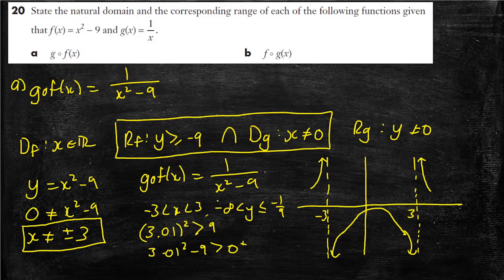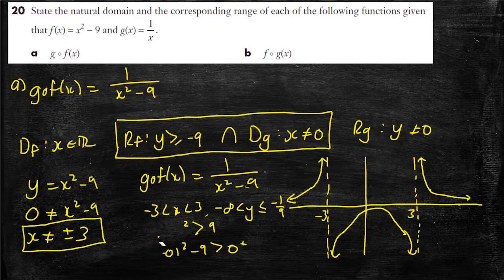Then we need to think about what happens when we pick very large numbers like infinity. So infinity take away 9 is infinity, and 1 divided by an extremely large number goes towards 0. So as x gets very, very large, the y values are going to go towards 0. And again, that's going to be mirrored on the left-hand side and the right-hand side. So this is what the function is going to look like.